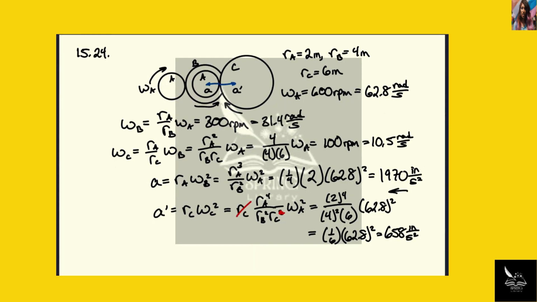In this problem, we have a little gear train here. Oops, I'm going to draw on it. Okay, so we have an input pulley here that's going at omega A or 600 RPM clockwise. So that's 62.8 radians per second.